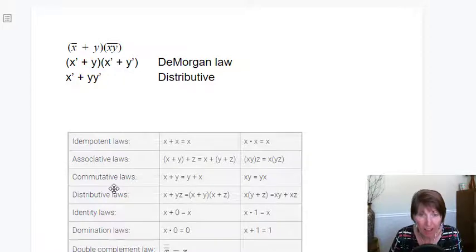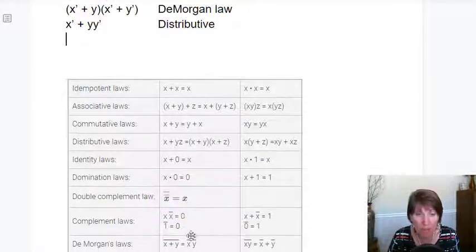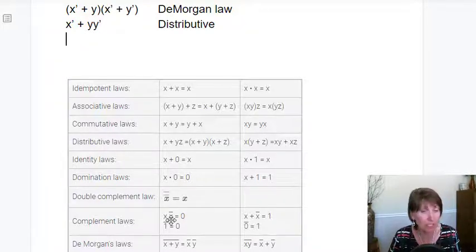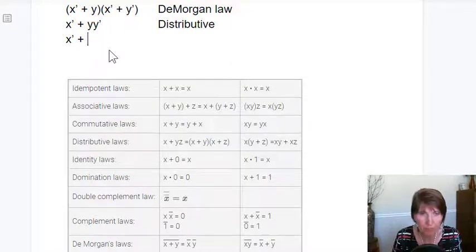Okay. And now we have y times the complement of y. So if we look down here at the complement laws, there's one that deals with that. And x times the complement of x, and notice that this applies no matter what variable is being used, is equal to 0. So we end up with the complement of x plus 0. And that is the complement law.